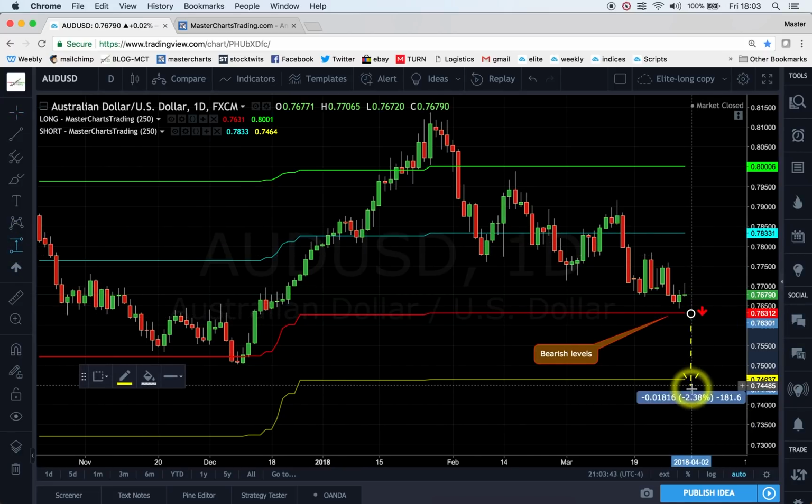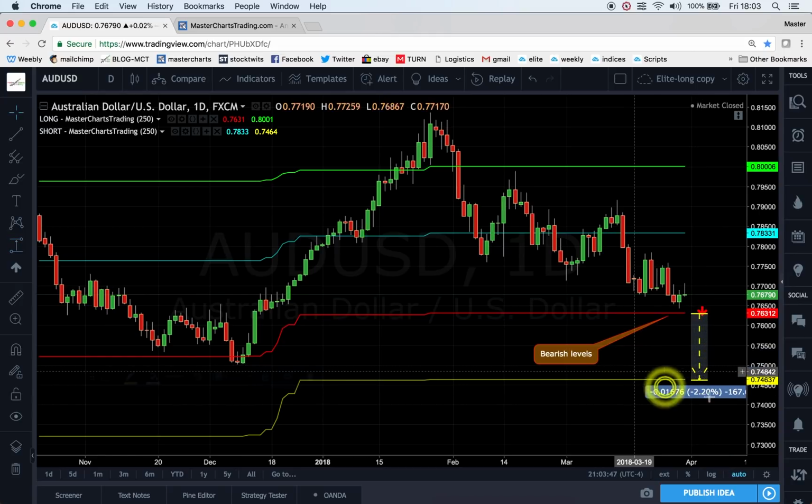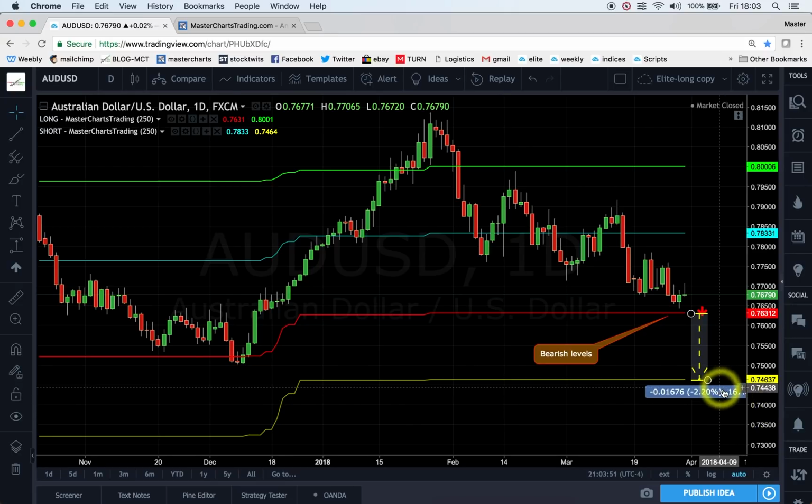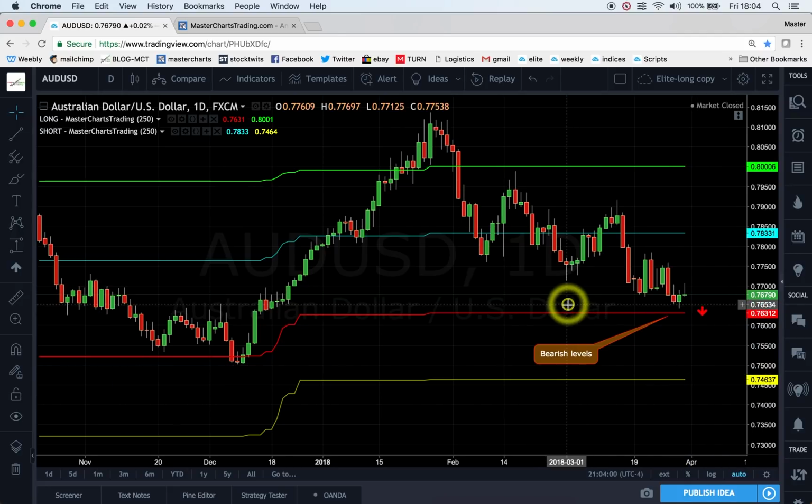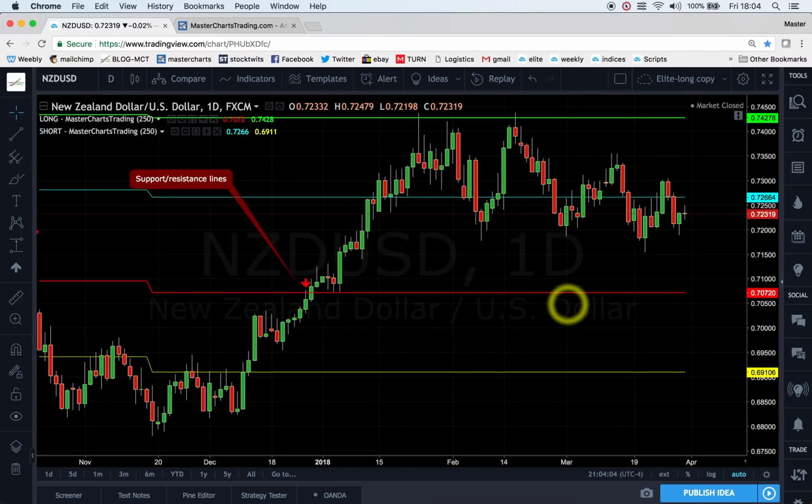If it does, then we could see a nice move down, for example, to this yellow line. And when we get to cryptocurrencies, I'll show you that this is not an unusual occurrence to see a move of this magnitude, about 167 pips or so. Has this happened? Obviously not. So we need to see a confirmation. New Zealand dollar versus US dollar. So far, this is a bullish chart.